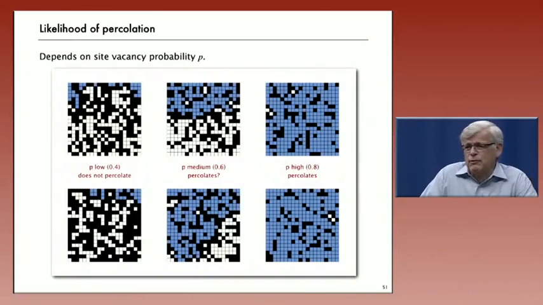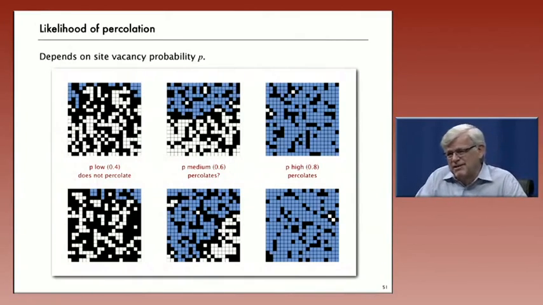So we're talking about a randomized model where the sites are vacant with a given probability. And it's pretty clear that if the probability that a site is vacant is low, as in the two examples on the left in this diagram, it's not going to percolate. There's not enough open sites for there to be a connection from the top to the bottom. If the probability is high and there's a lot of open sites, it definitely is going to percolate. There'll be lots of ways to get from the top to the bottom. But in the middle, when it's medium, it's questionable whether it percolates or not.